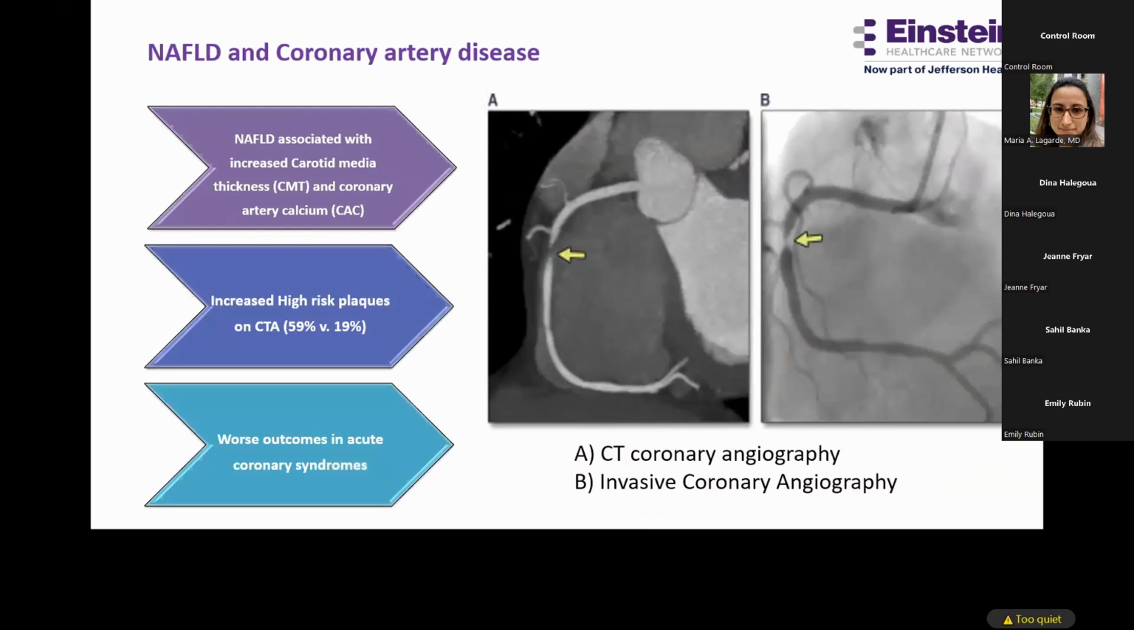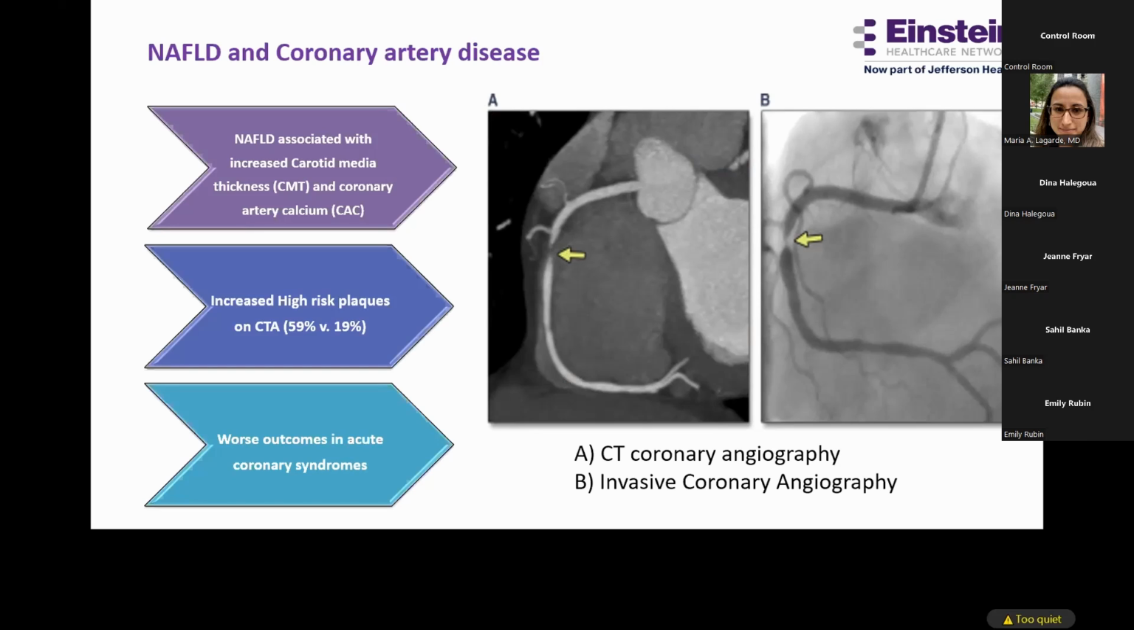So fatty liver disease and coronary artery disease are related. Here I have a picture of a narrowed heart artery. You can see in panel A, this is on a CAT scan, and in panel B, this is on a heart catheterization where we inject X-ray dye into the heart artery, but pretty similar pictures here. But fatty liver disease is associated with what we call increased carotid medial thickness, which is thickness of one of the walls of the blood vessels, and also coronary artery calcium. These are both just markers of buildup of cholesterol plaques in arteries.